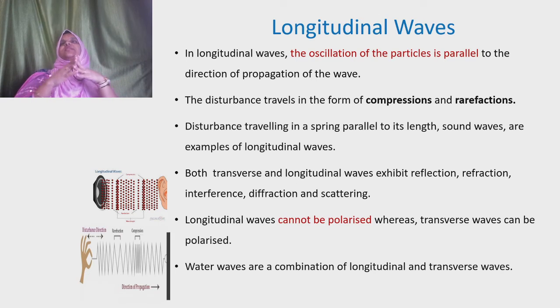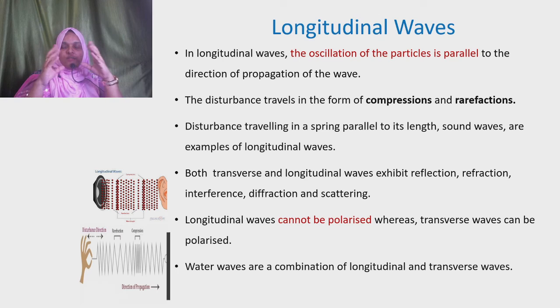Both these transverse and longitudinal waves can exhibit phenomena like reflection, refraction, interference, diffraction, scattering, etc. But the major difference is that only transverse waves can be polarized. That is, only transverse waves exhibit the phenomenon of polarization, whereas longitudinal waves cannot be polarized.